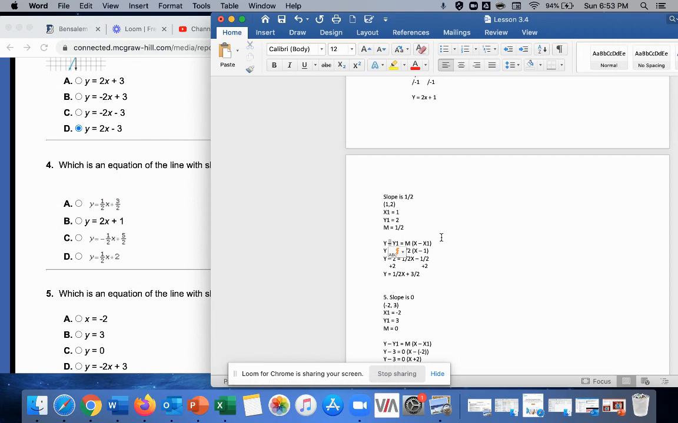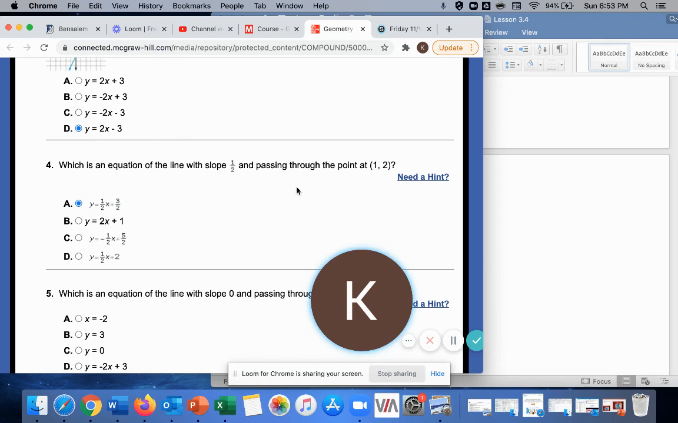So we plug it in: y minus y1 equals m times (x minus x1). So that becomes y minus 2 equals 1/2 times (x minus 1). All right, distribute, and it becomes y minus 2 equals 1/2 x minus 1/2. Add 2 to both sides, and we get y equals 1/2 x plus 3/2. So that must mean that A is the correct answer.